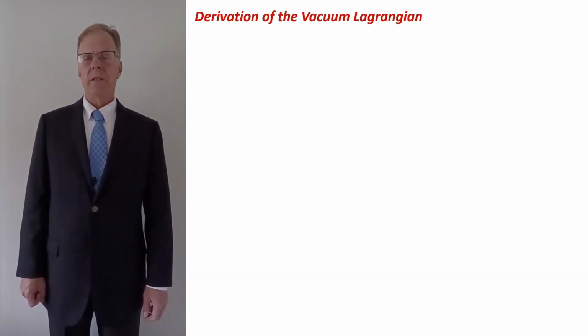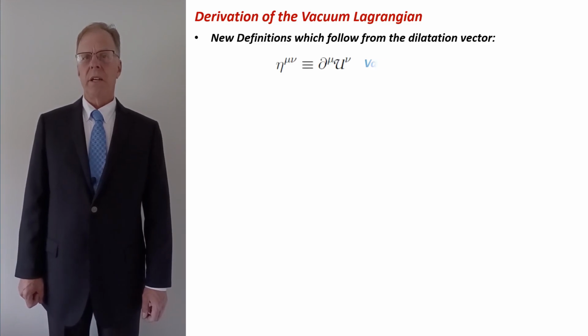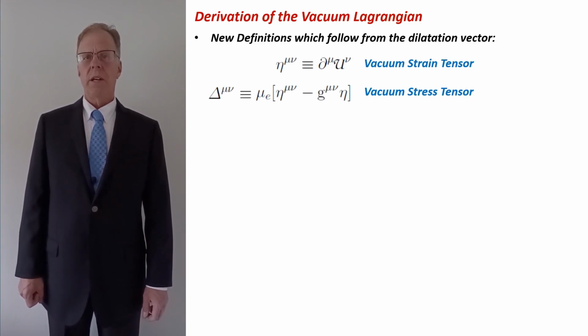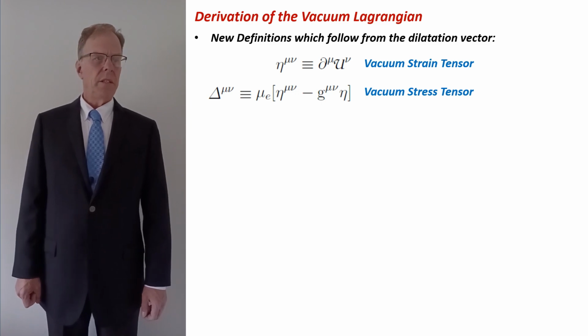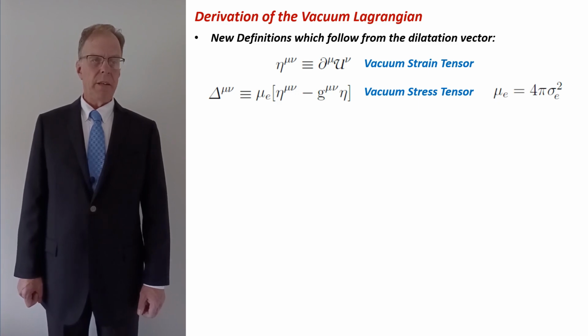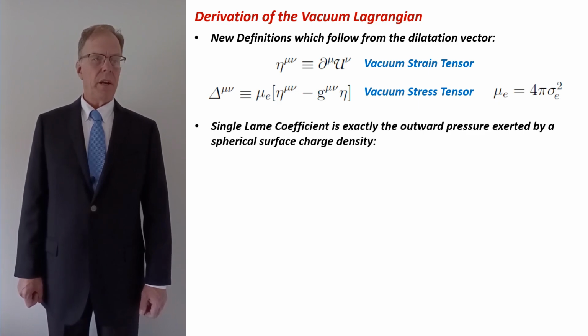The parallel with the theory of elastic media is obvious here, so let's continue and define a unitless vacuum strain tensor along with a vacuum stress tensor. The stress tensor is endowed with only one force constant, mu sub e, and this force constant is, not surprisingly, exactly the outward pressure from a spherical surface charge density tending to explode the particle.